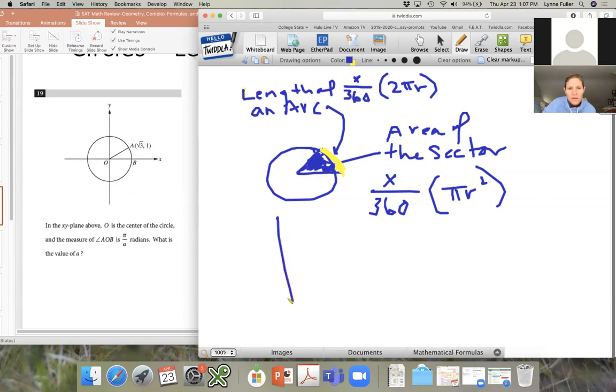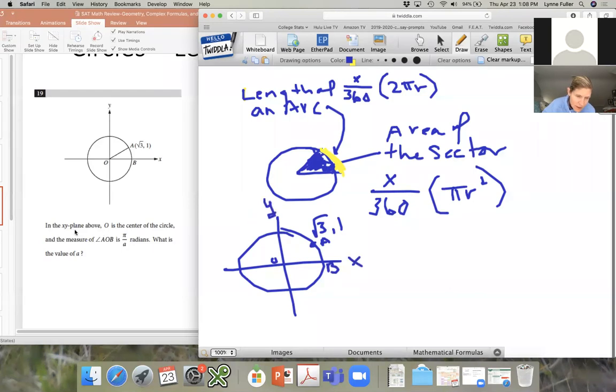All right, so here we have our circle, and they're talking about this point here, which is root 3, comma 1, and this is O, and then this is A, and this is B here, okay? And this is obviously the x-axis and the y-axis. They say in the xy plane above, O is the center of the circle, and the measure of angle AOB, so this angle here, is pi over A radians. So if you know anything about unit circle, what is the value of A?